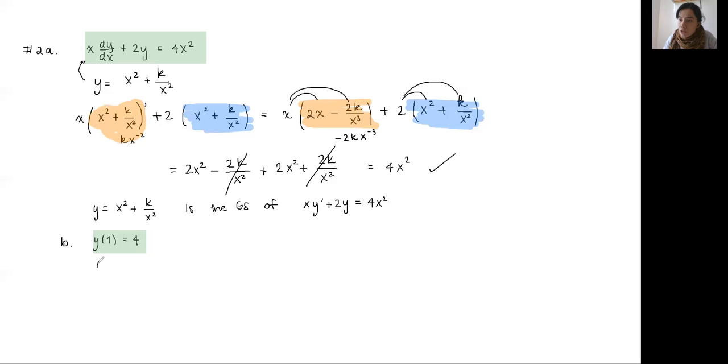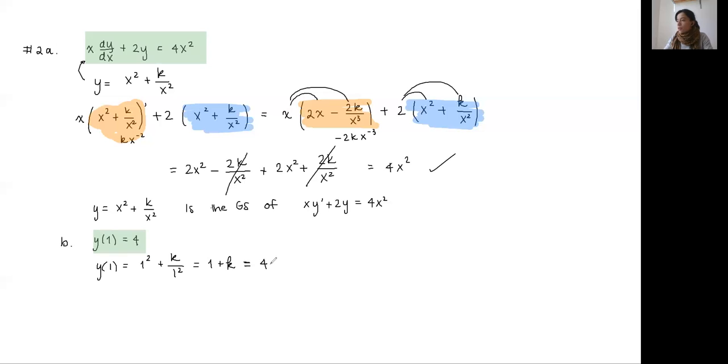Now, I know that the solution has to be of the form x squared plus k over x squared. So that means that y of 1 is going to be 1 squared plus k over 1 squared, which is equal to 1 plus k. At this point, I haven't used the initial condition yet. I've just plugged into the solution that I already know is a solution of the differential equation. Now what I have to do is force this to be equal to the number 4.